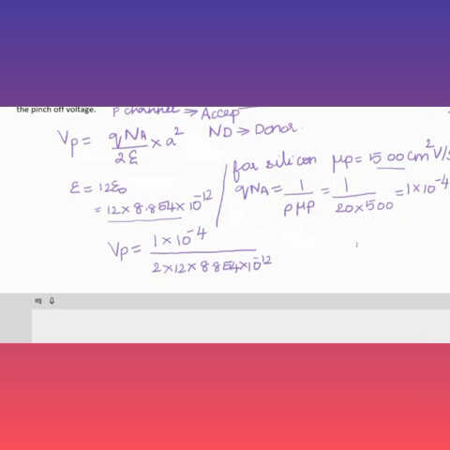I'll be putting it into 2 into 10 to the power minus 4, the whole square. So when you find all this, my final VP will be equal to 1.89 volt. So this value is nothing but your pinch off voltage for p-channel JFET.